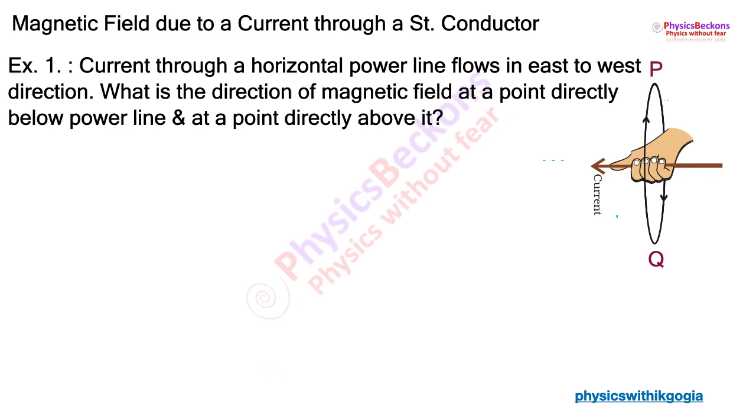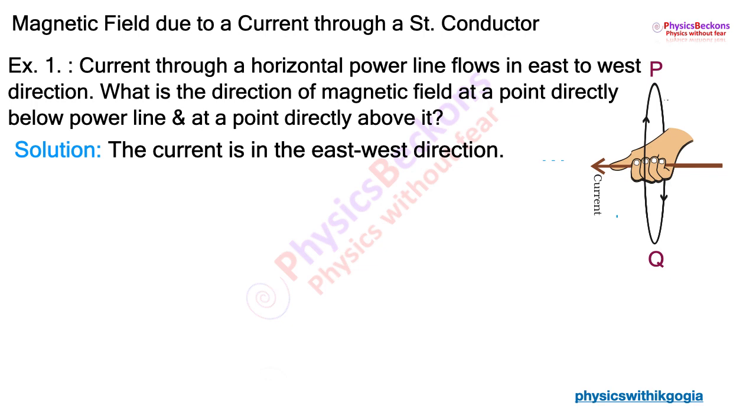To reinforce our learning about the direction of the magnetic field due to a current carrying conductor, let us take an example. Here, the current through a horizontal power line flows from east to west direction, that is right to left. We have to find the direction of magnetic field directly below, that is at point Q, and directly above, that is point P.